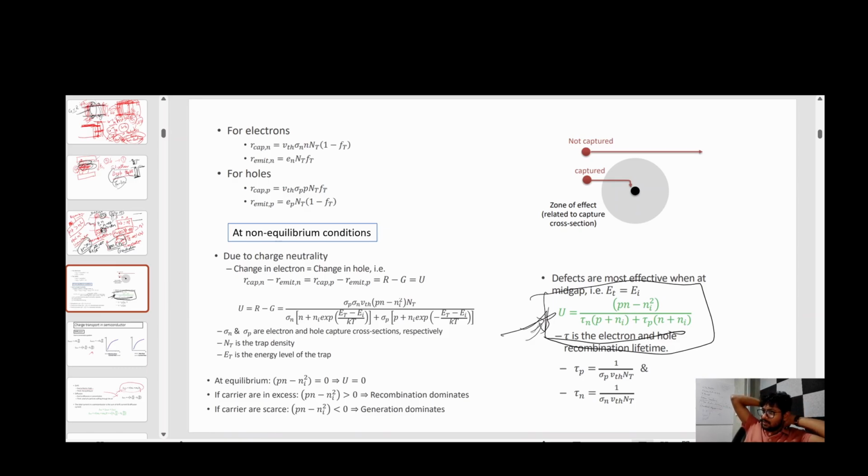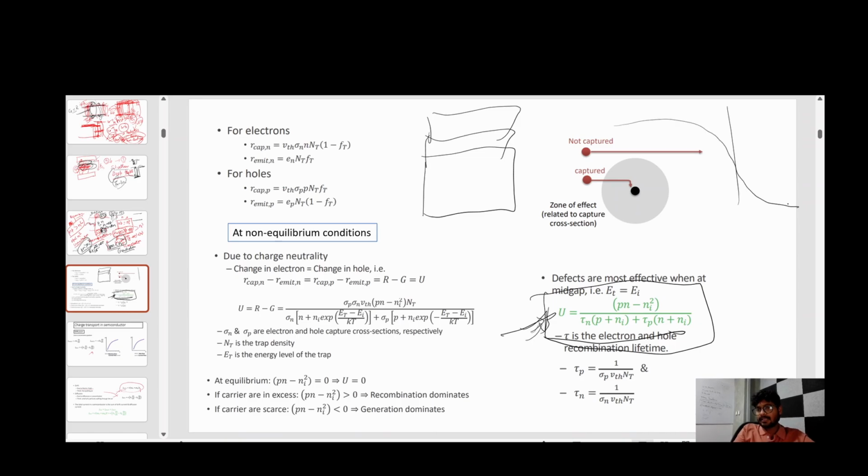There is one thing we have studied, MOSCAP, right? In MOSCAP, you are applying some field. There were some characteristics, CV characteristics. Three regions are there: accumulation, inversion, and depletion. So this is the low frequency one, and this is the high frequency.